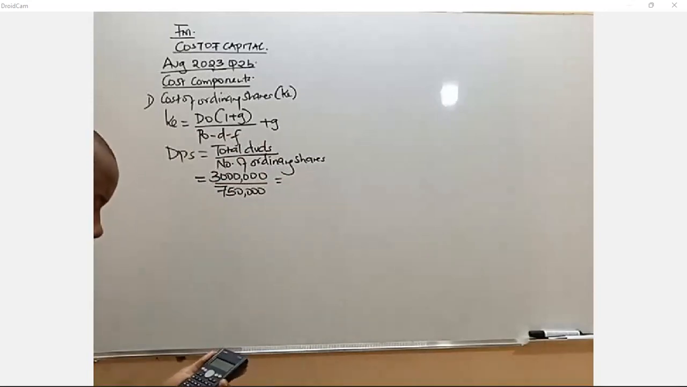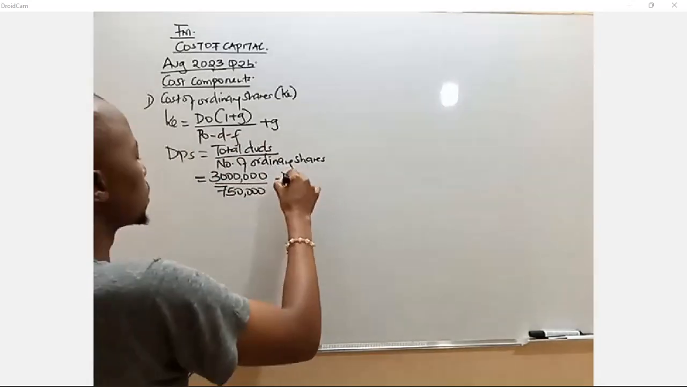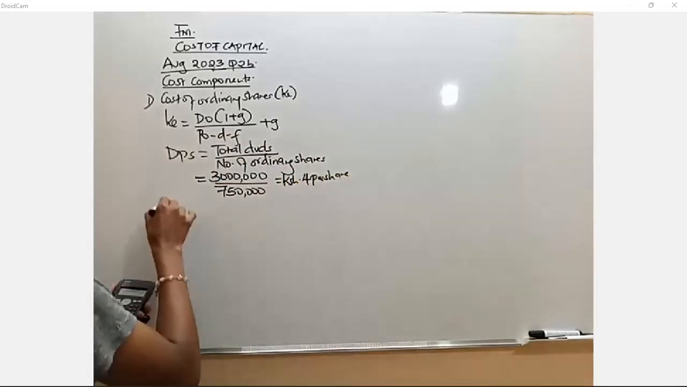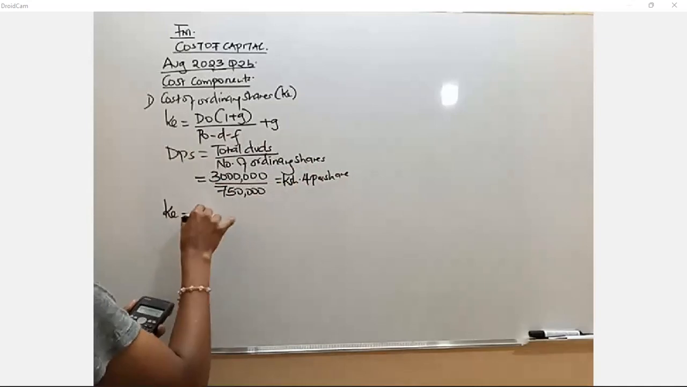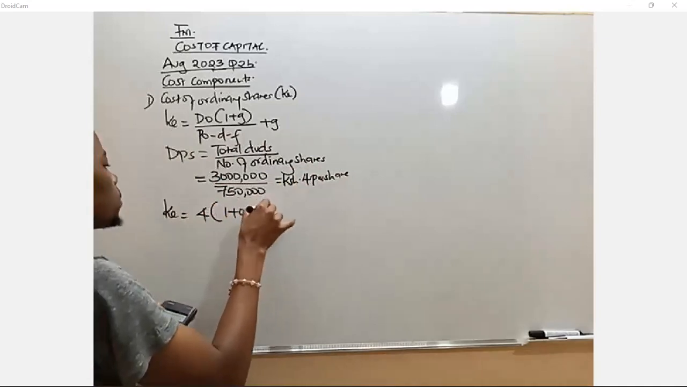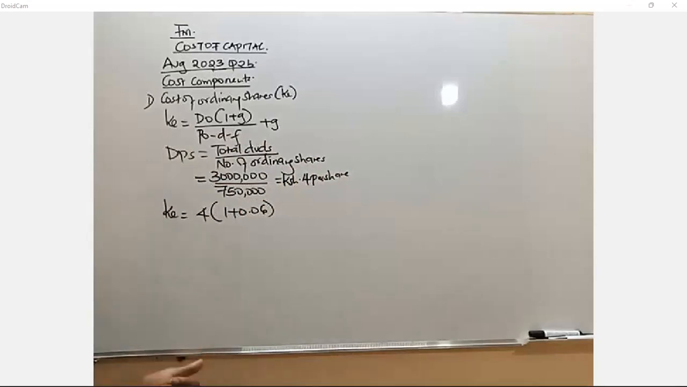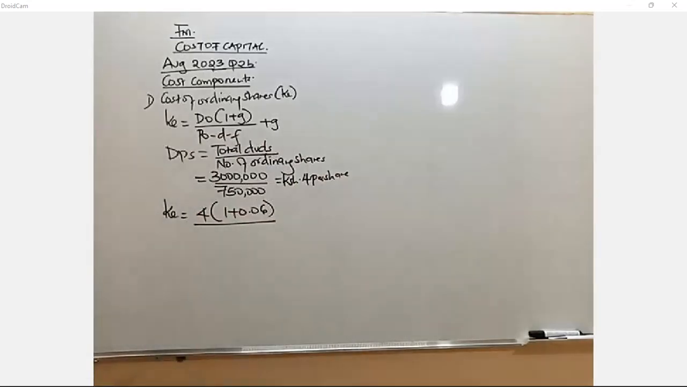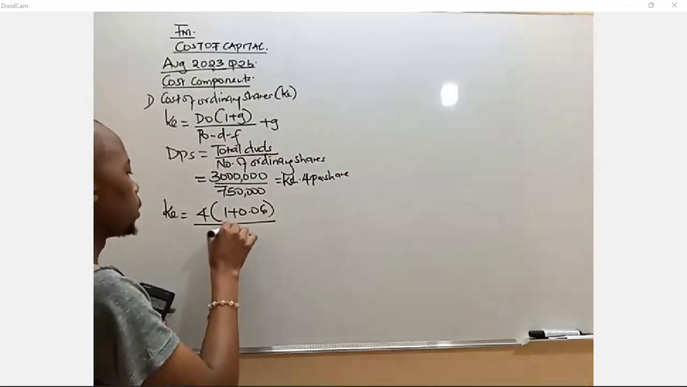3 million. You divide by 750,000, getting Kenya shillings 4 per share. So to get our cost of equity, we take 4 times 1 plus 0.06, because our growth rate is 6%, as per note number 4. Then we divide by the market value, using the amount at which they can be sold. We have been told they would be sold at 35 shillings per share. That is the one we are going to use.